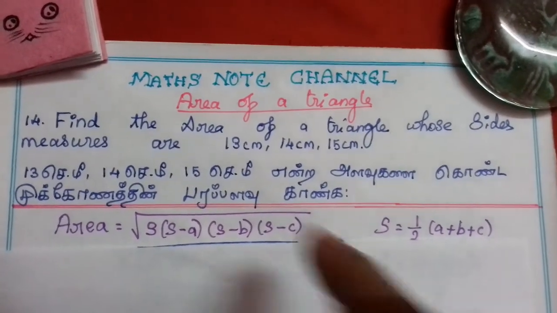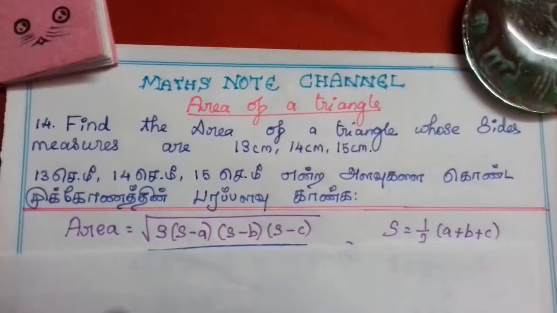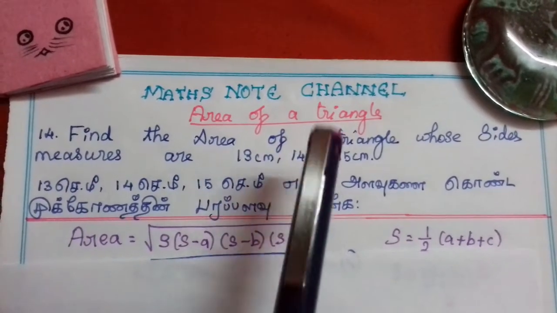Today's topic is area of a triangle. Find the area of a triangle whose sides are 13 cm, 14 cm, 15 cm.